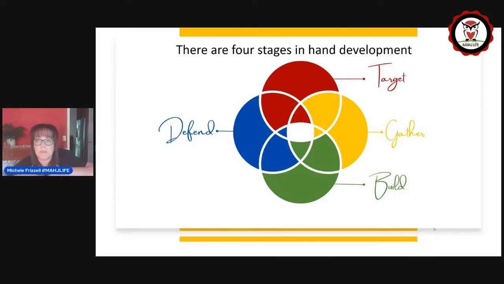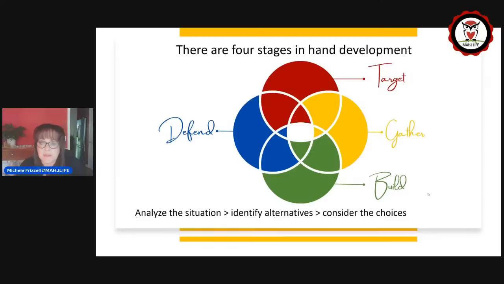Then you're going to start building up, because in American Mahjong, it's a game of multiples, which I think we're going to talk about, and I'm going to prove why this is true. 91% of the hands use multiples, and quints. And then, of course, you're going to defend. So while you're in these stages, you're going to analyze the situation when you get to a decision point. You're going to identify any alternatives. You're going to consider the choices based on the information that you have at the time. Like during the Charleston, you might see trends. That would be some information that you can use to identify alternatives and consider choices. And then you're going to make a decision.